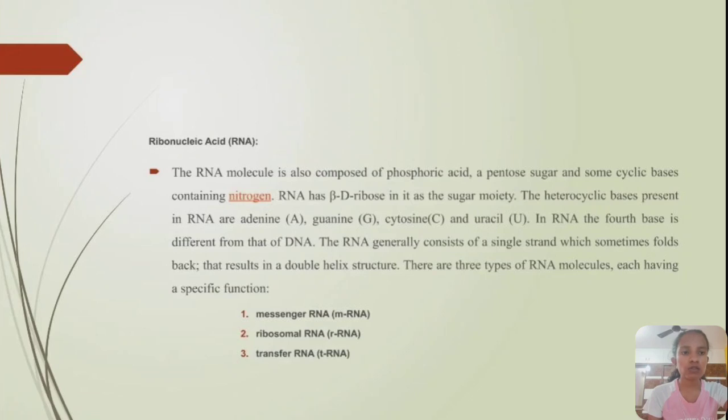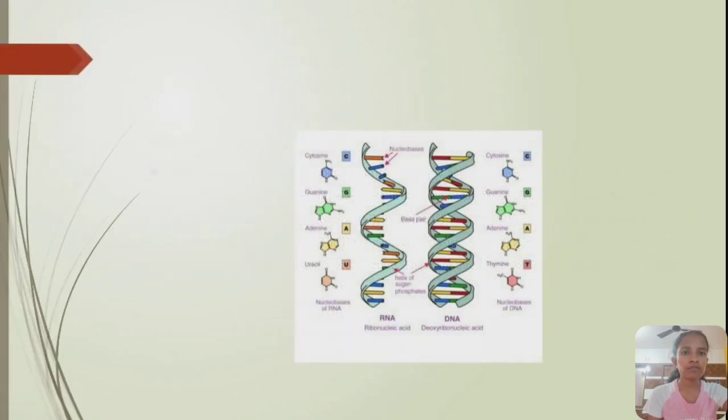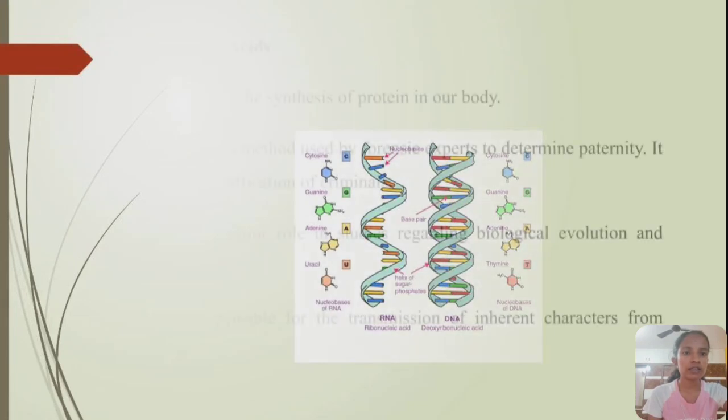There are three types of RNA molecules, each having a specific function: messenger RNA, that is mRNA, ribosomal RNA, rRNA, and transfer RNA, tRNA. And this is the structure of RNA and DNA.